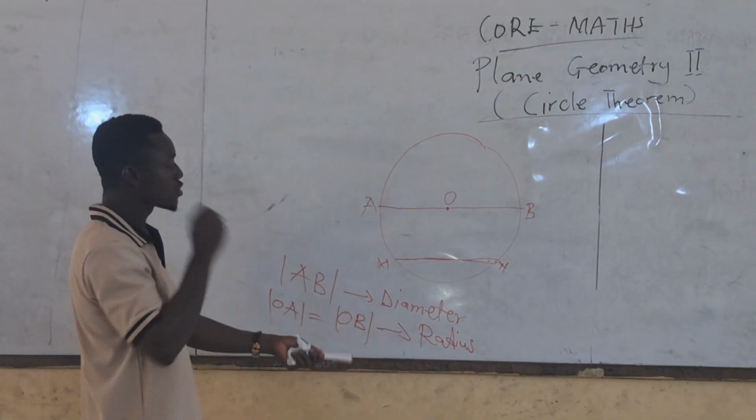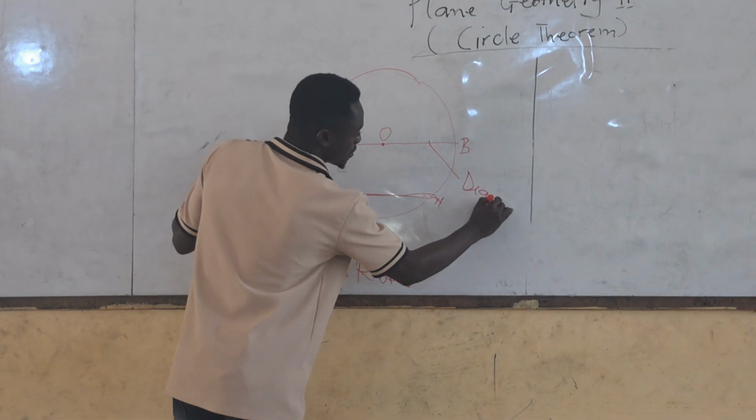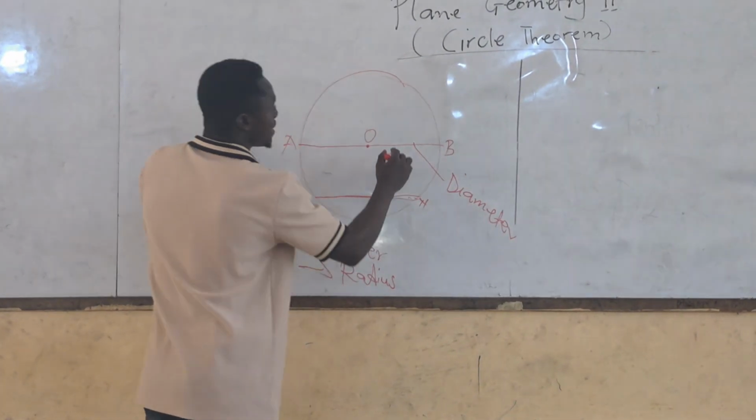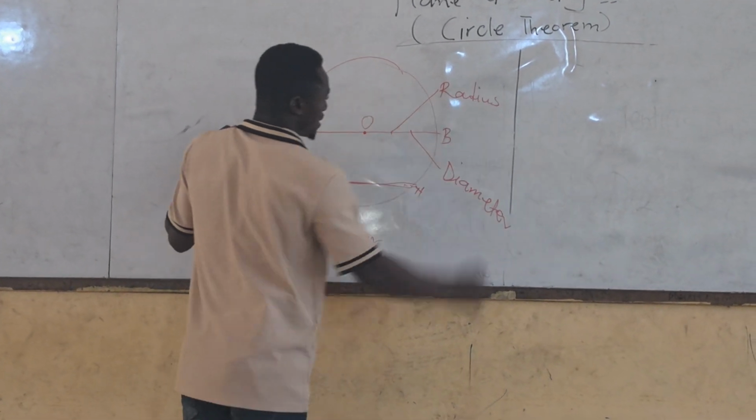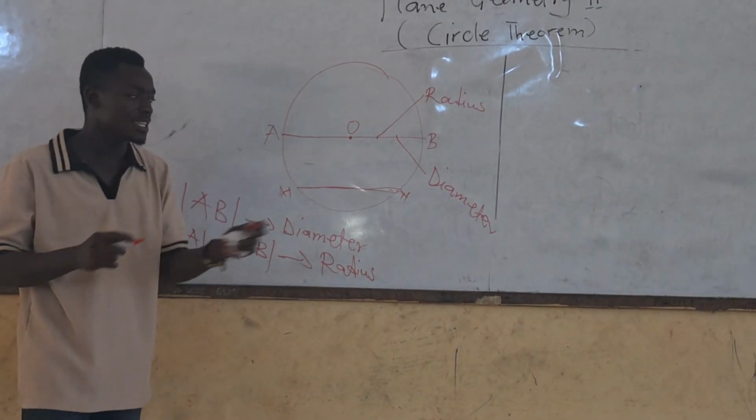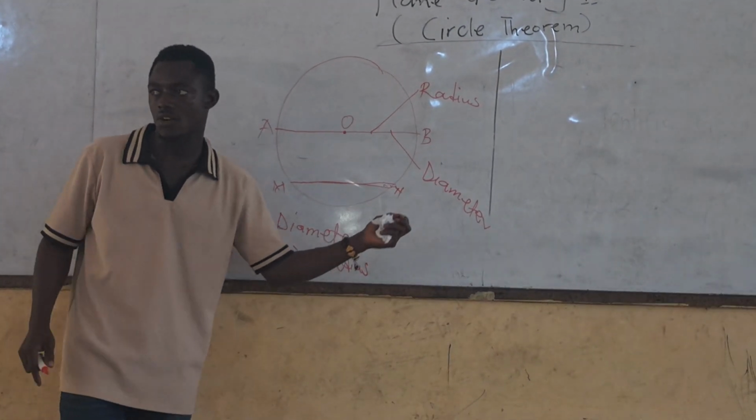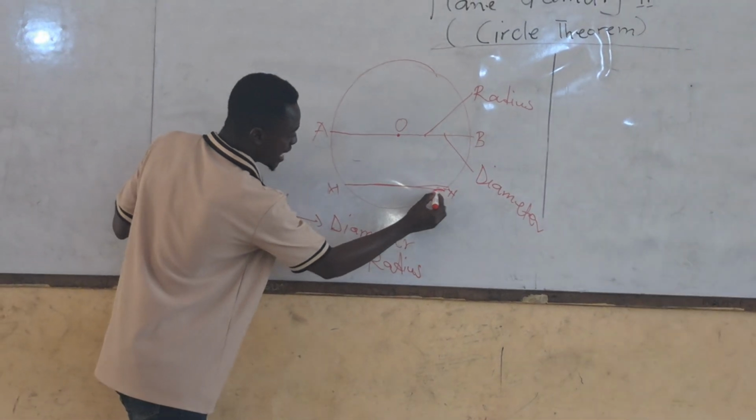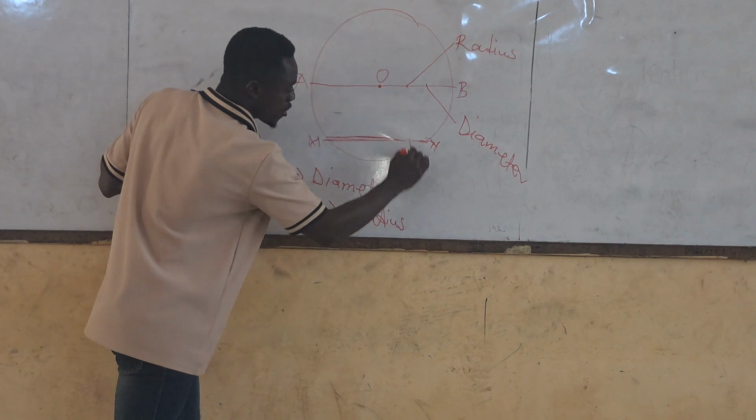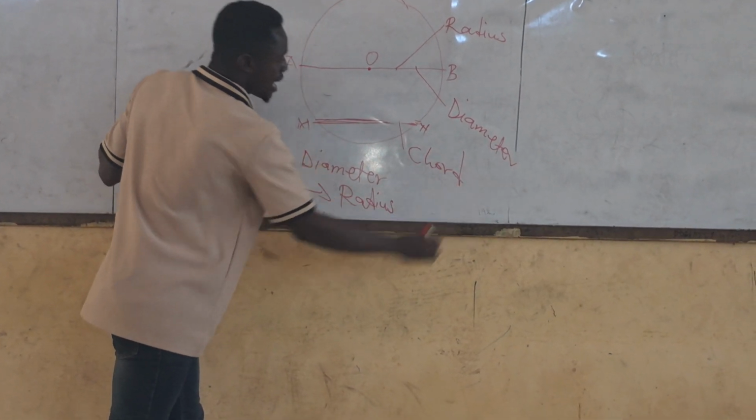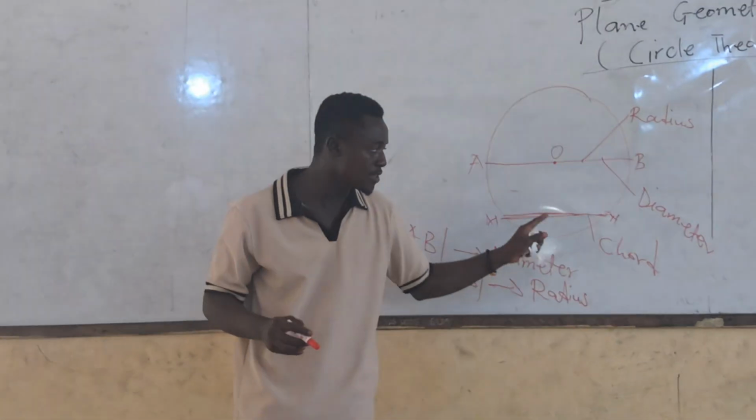Now, the line that also divides the circle. So this one is the diameter, then this one is the radius. Then we also have our segments. The line that divides the circle into segments is called a chord. So as you can see, this line is dividing the circle, but not into two equal parts. So this one is called a chord.